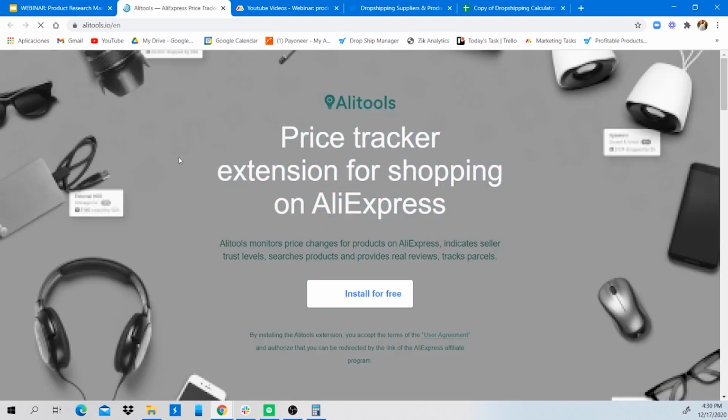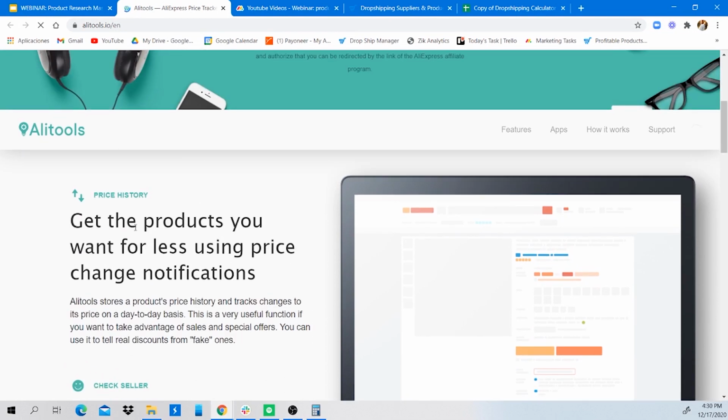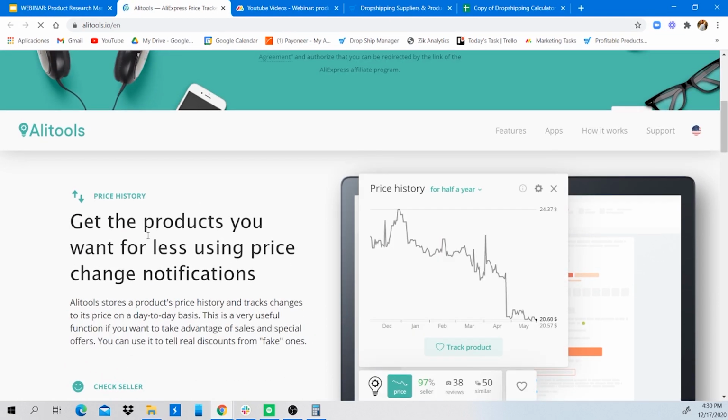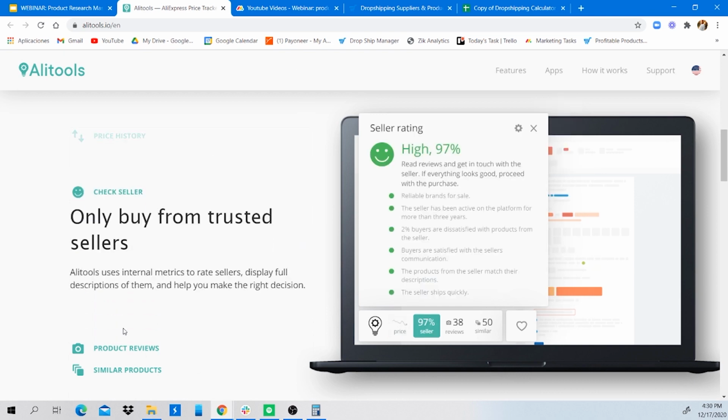So first of all, you can price track every single product on AliExpress, or any change within the price on AliExpress. Second, you can check up on the seller. You have this cool feature right here that actually analyzes the supplier or the seller, so you can see if that person is reliable or not. And you can do product reviews as well.